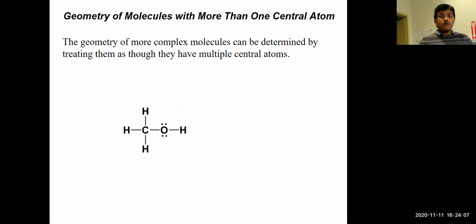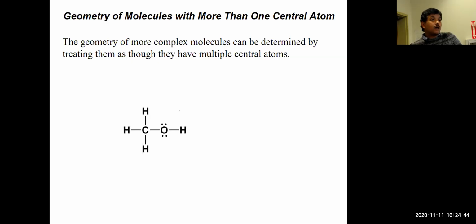So far, if you pay attention, we've only discussed molecules with one central atom, not more than one central atom. What if you had more than one central atom? It's actually not a trouble, because you're just going to treat each central atom as its own center and still apply the same rules. The molecule you're looking at, methanol, has two central atoms. One is carbon and one is oxygen.